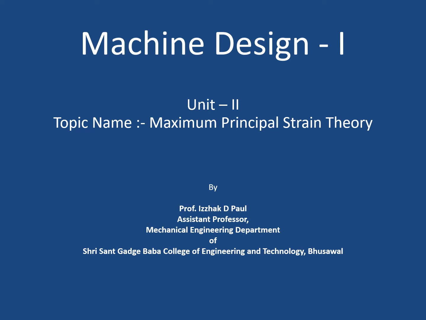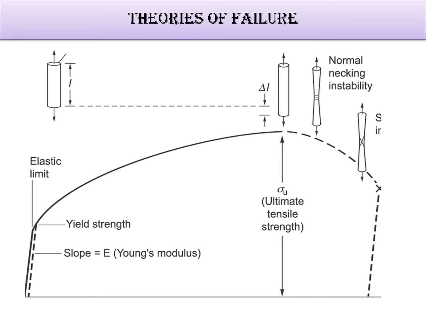Okay, friends. Today's theory of failure is the maximum principal strain theory. Till now, we have read two theories of failure. Now this is another one, that is the maximum principal strain theory. This works on the strain. Let's see that.